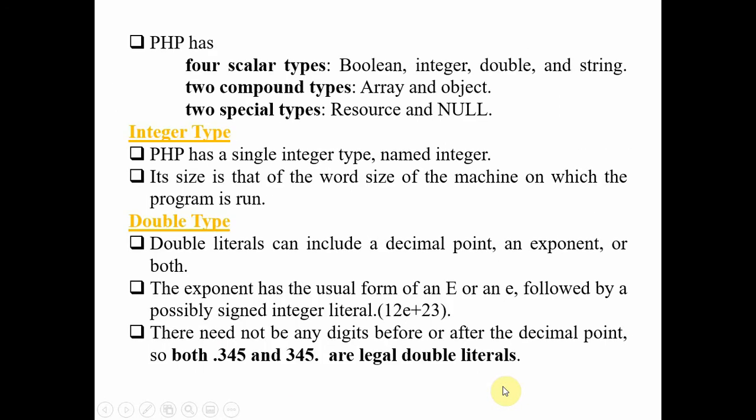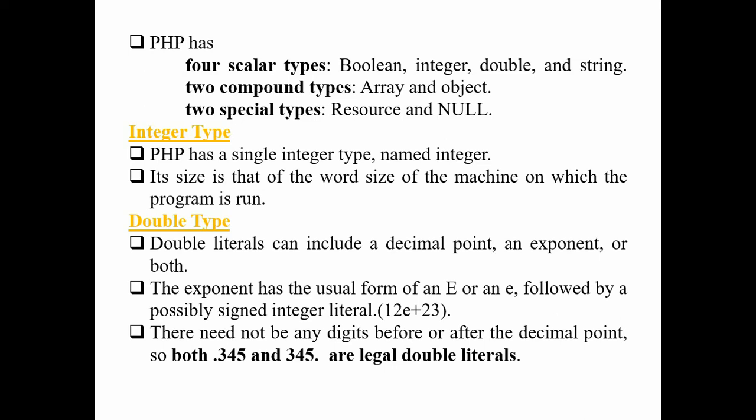Okay, now PHP is supported by different types of data types. Here we will be discussing different data types. Basically we can categorize these data types into three: scalar type, compound type, and special type. Under the scalar type we have four cases: boolean, integer, double, and string. Under the compound type we have array and object, and under the special types we have resource and null.